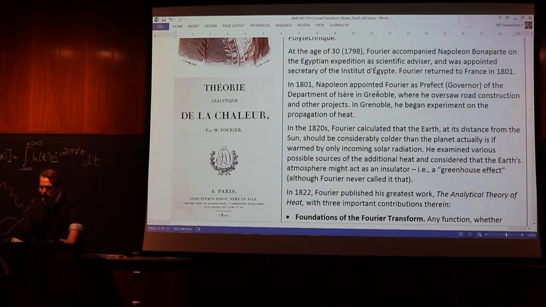When they returned, he was appointed a prefect of a department in Grenoble. He oversaw road construction and other projects.